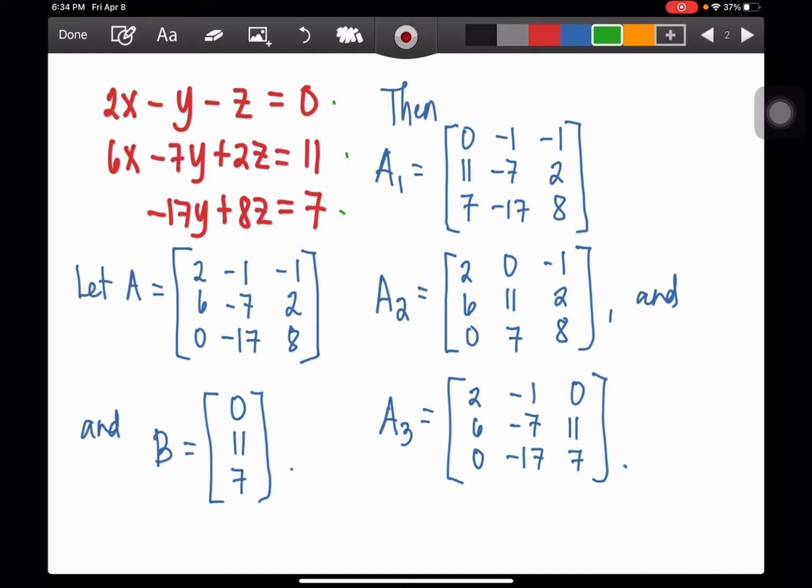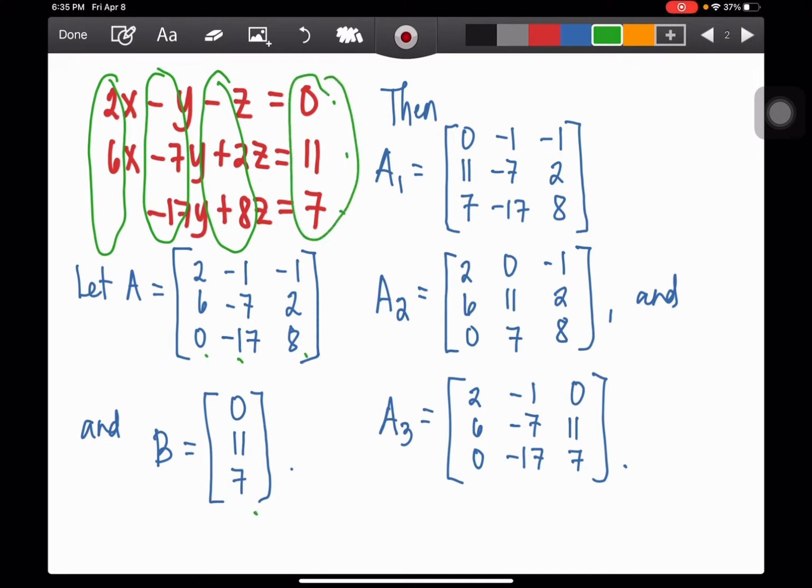So again, we're going to get the coefficients. So we have 2, 6, and 0. We also have negative 1, negative 7, and 17. We have negative 1, 2, and 8. So let that be our matrix A. And then this becomes our matrix B. Okay, 0, 11, 17.